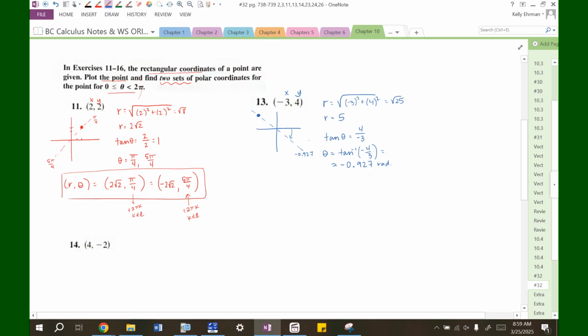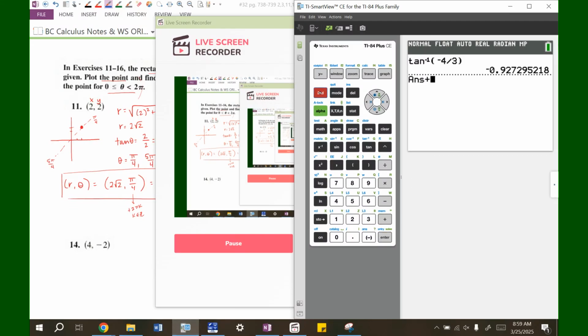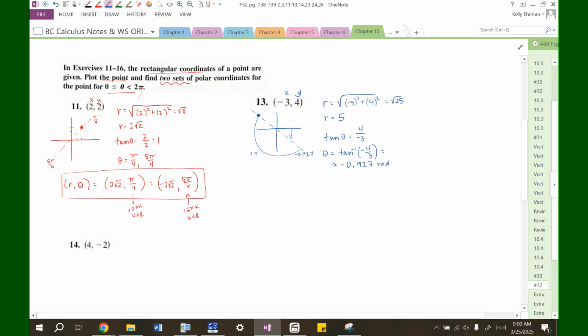Now, these two angles are a half circle apart. So if I add a half circle, if I add pi, I would land on whatever this angle is. So let's see what we do when we add pi. Plus pi, 2.214, and that is correct because that's 2.214 radians. Remember, pi is about 3.14 radians. Half of that is about 1.57 radians. So this is the correct number of radians to say that angle is 2.214.